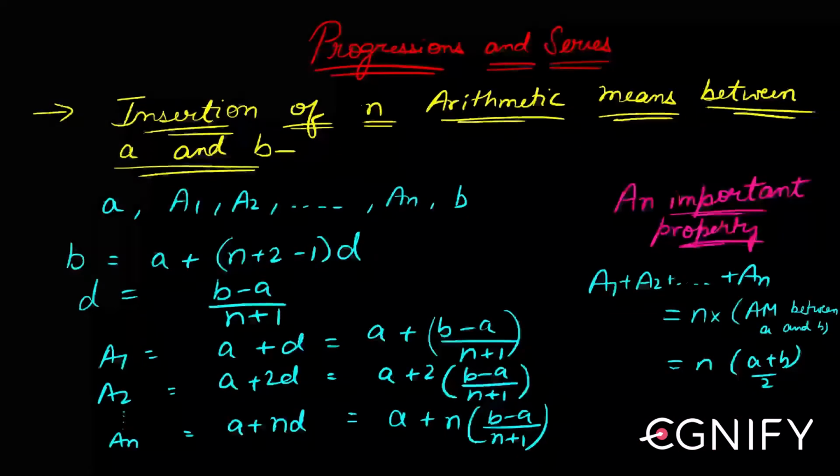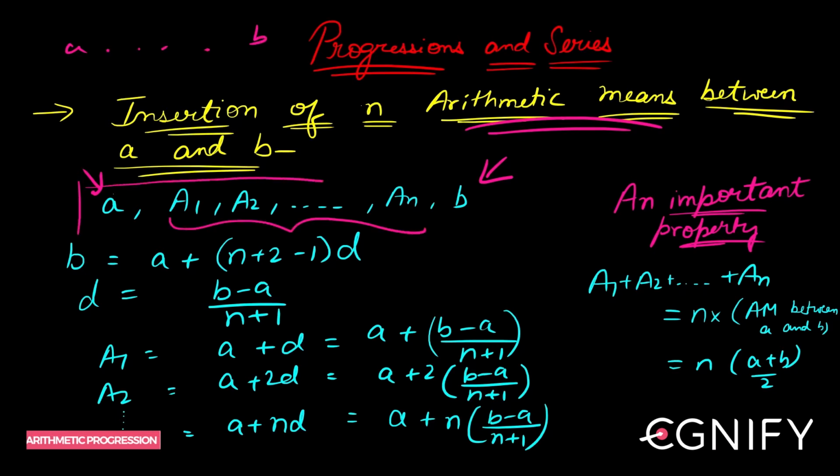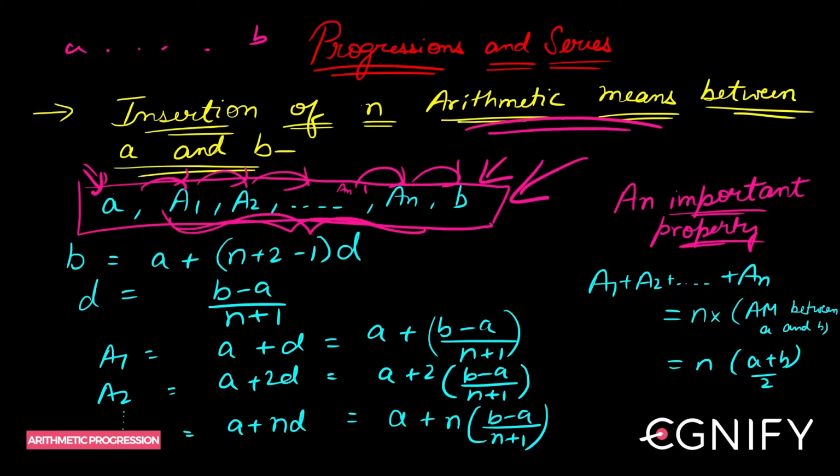Let's look at insertion of n arithmetic means between A and B. What do I mean by arithmetic means? So I had a number A, I had a number B. Between these two numbers, I inserted n numbers such that this new thing is my AP. So A to A1, the difference should be the same. A1 to A2, the difference should be the same. A2 to A3, the difference should be the same. An minus 1 to An, the difference should be the same, and from An to B the difference should be the same. That means this sequence should form an AP now. Your n numbers should be like that.